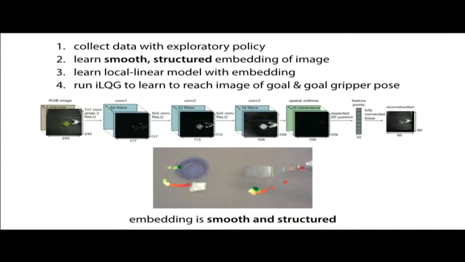In this case, unlike the previous example where the embedding was low dimensional, the embedding is smooth and structured, which is going to be beneficial in model-based learning, so that we can actually learn a model on top of this low dimensional embedding. Any questions on how that works?